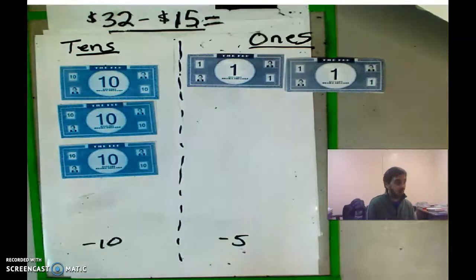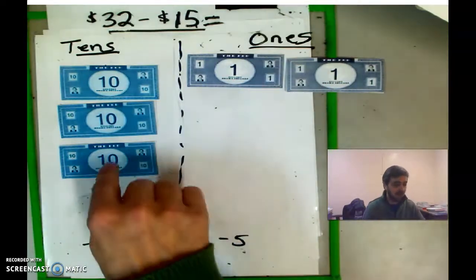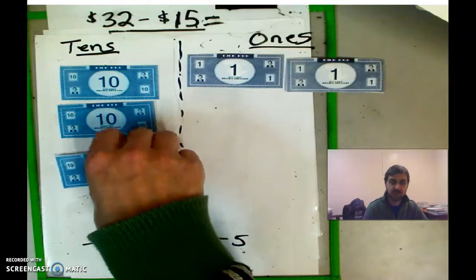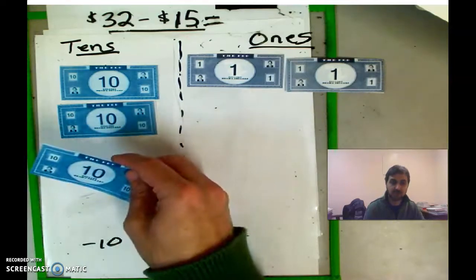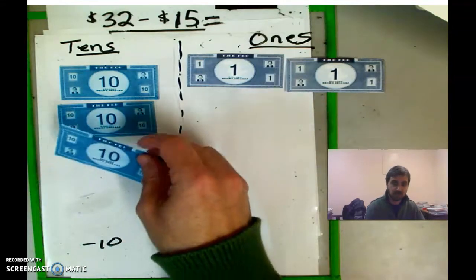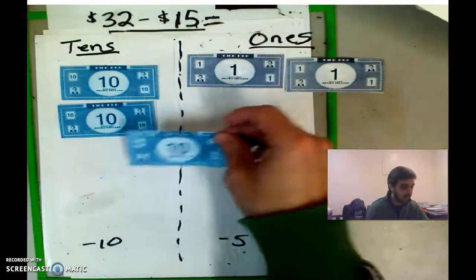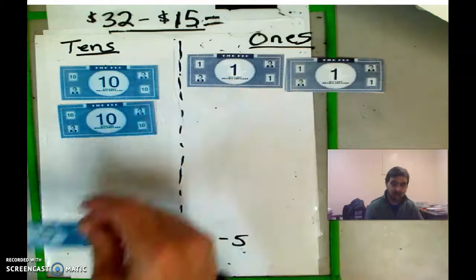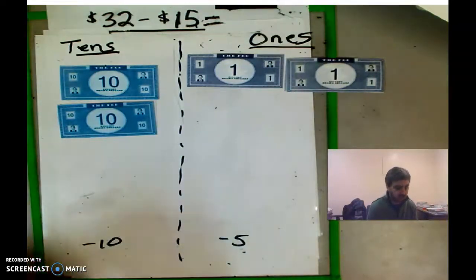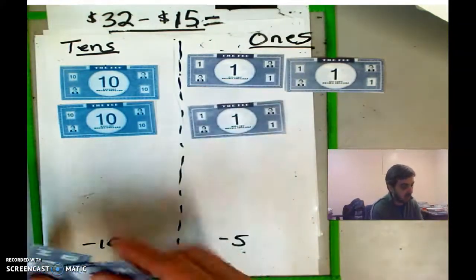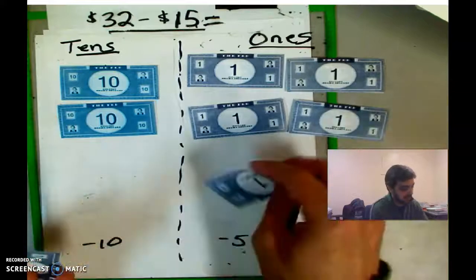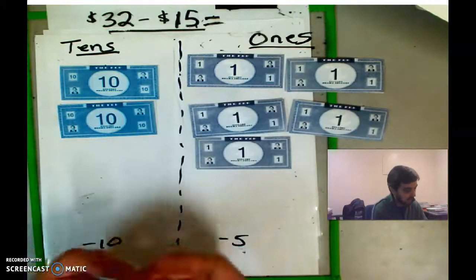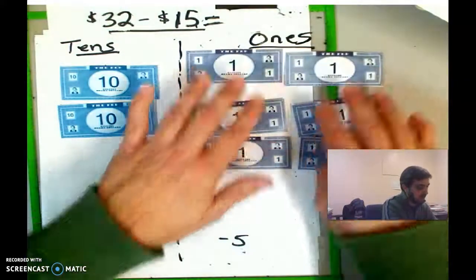I do have a 10, but I don't have 5 ones. So how can I get more ones? Well, I could ask them to exchange this 10 for 10 ones. So this 10, in other words, becomes 10 ones. So I'm going to take this 10 and turn it into 10 ones. So let's say 1, 2, 3, 4. Let's smooch these up here.